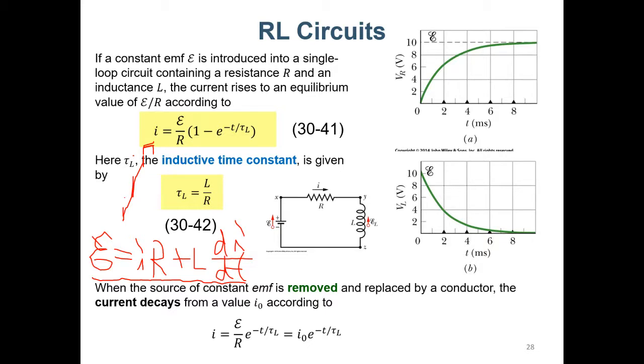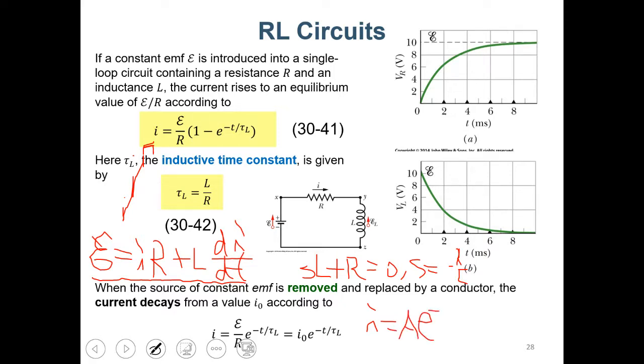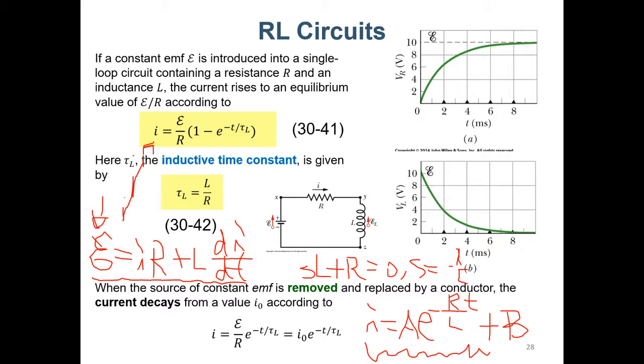Solving this is very easy. You only need to substitute, SL plus R equals 0, so S equals minus R over L. Then you know that I equals A exponential of minus R over L t. This is the homogeneous solution, and the particular solution, because it is a DC, is a constant. Then you substitute the initial condition, and you find A is minus E over R and B is E over R, so that you can get I to be like this.